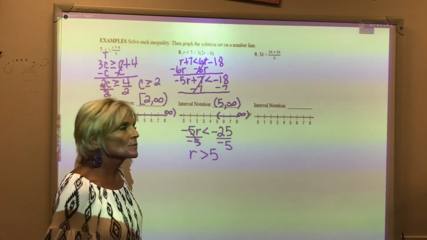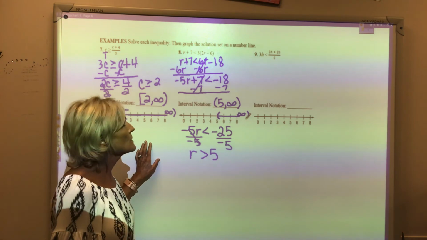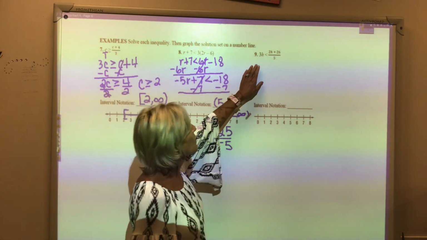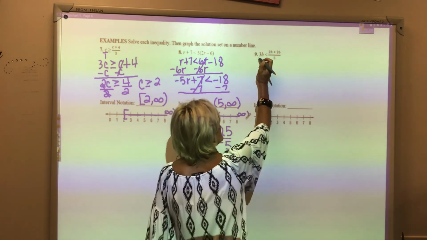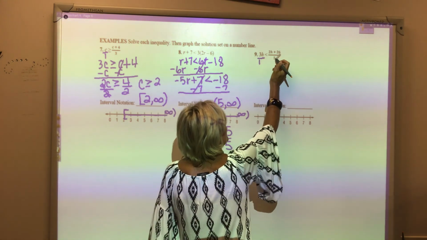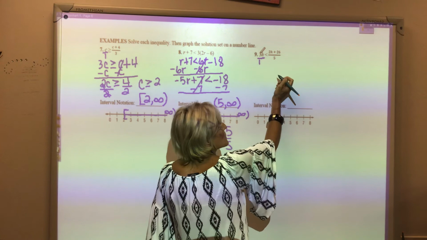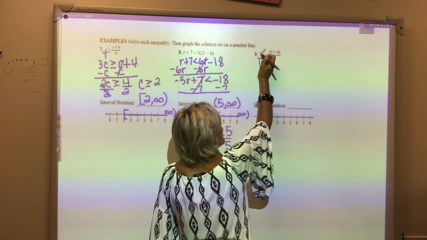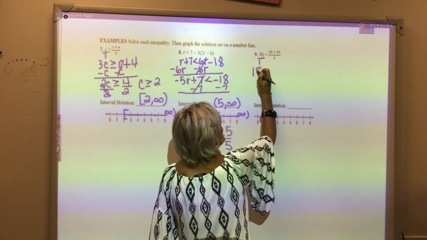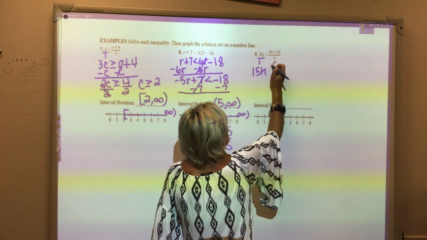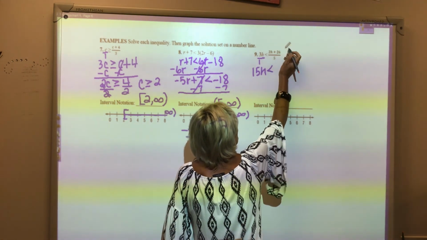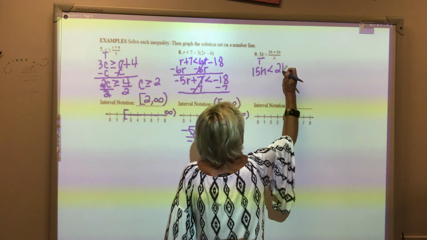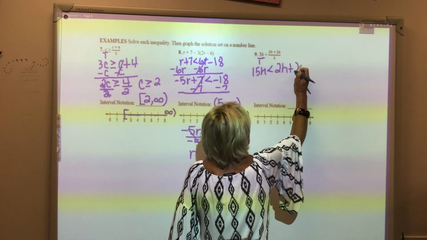On number 9, we'll set it up like we did number 7. We will start by putting a 1 underneath the left side so that we've got 2 fractions. And we will cross multiply, set the cross products equal. 5 times 3h is 15h is less than 1 times 2h plus 26, so 2h plus 26.